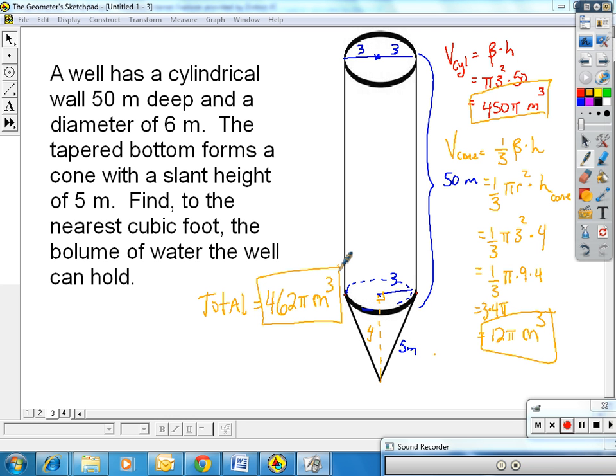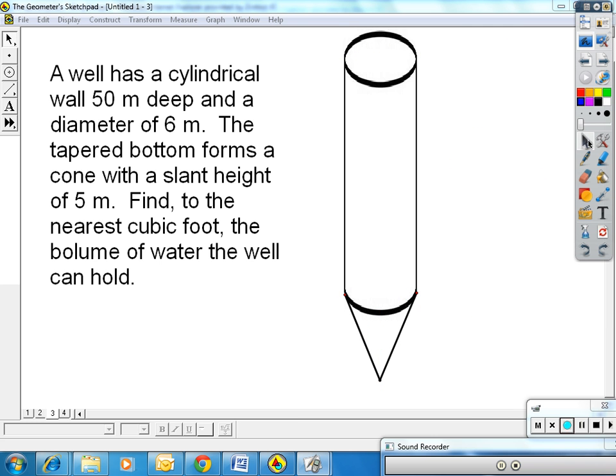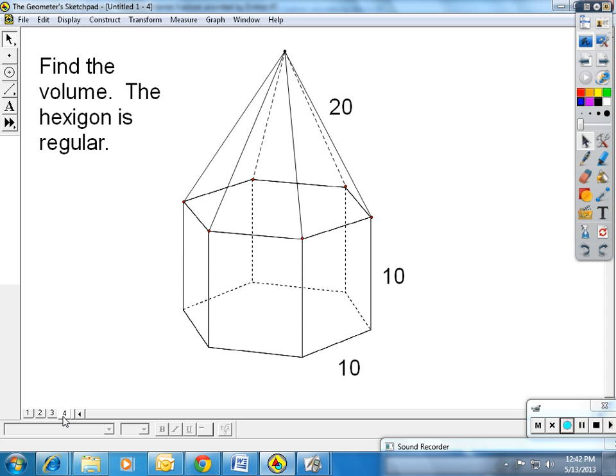All right. There's an example where you have to take it apart, work each part, and then put it together. You had to solve for the height of the cone. So you need to be keeping your Pythagorean triples in view. And let's look at another example here, which is really the same kind of concept.